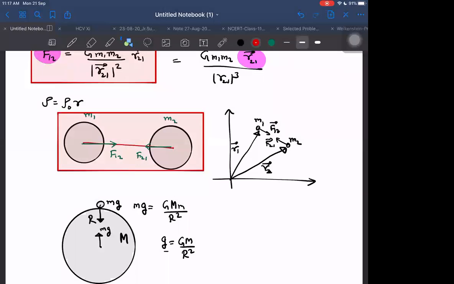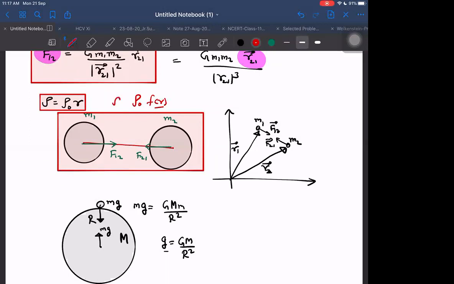Now it could be a spherical shell, or it could be a solid sphere, or it could be a non-uniform solid sphere also. Then also it is valid, but for non-uniform solid spheres, the density should be varying as a function of r, not necessarily directly proportional to r. It could be any function of r. It could be rho naught times any function of r, but it should vary with r only.